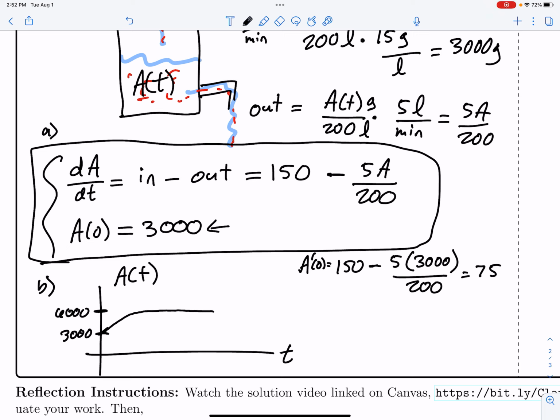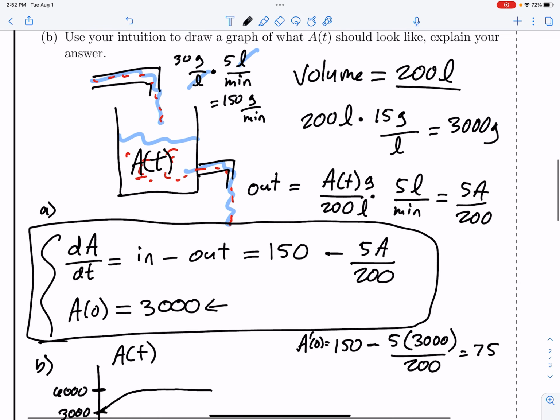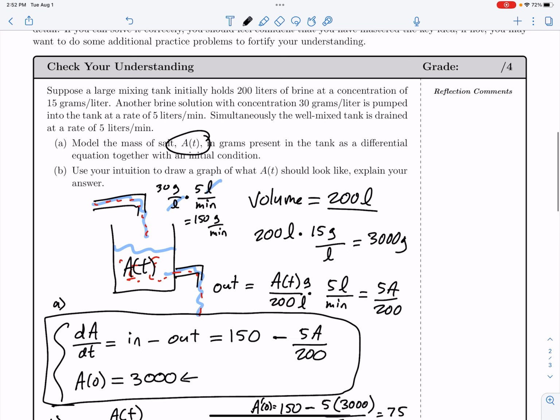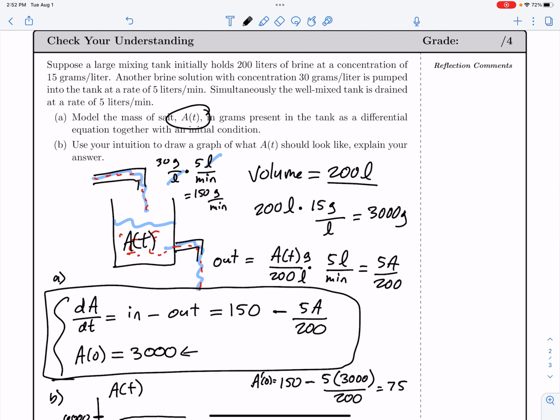And I would have to do probably some more work to figure out how long it would take to get towards 6,000. So I'm not really sure what to put on my t-axis other than it goes up and over to 6,000. All right, and that is the answer to part B of the Check Your Understanding problem for section 1.3.